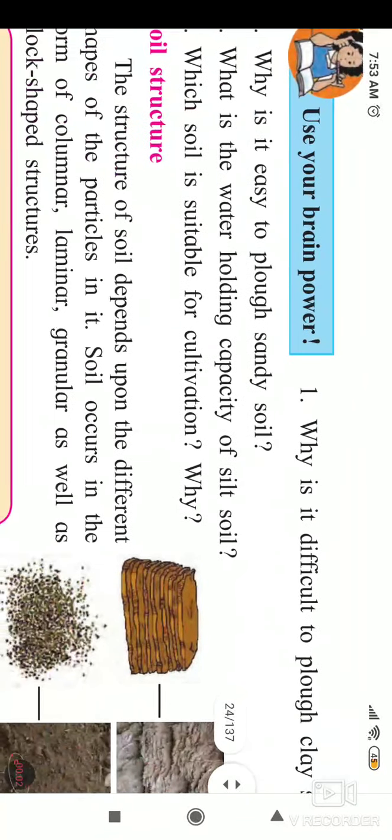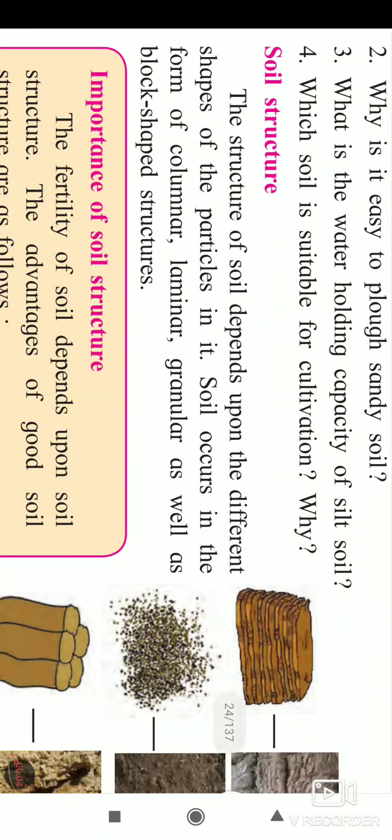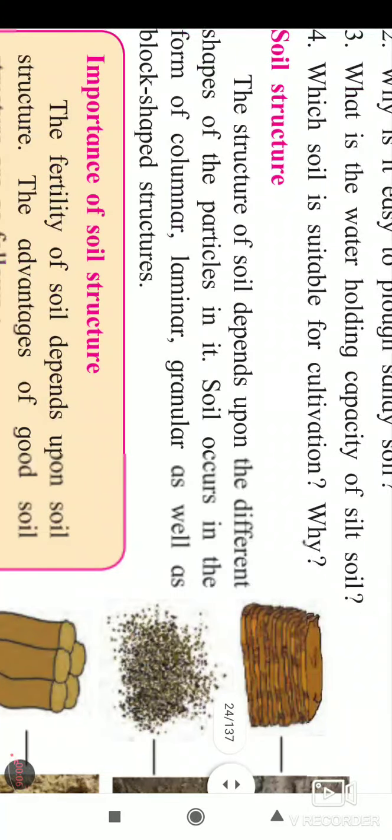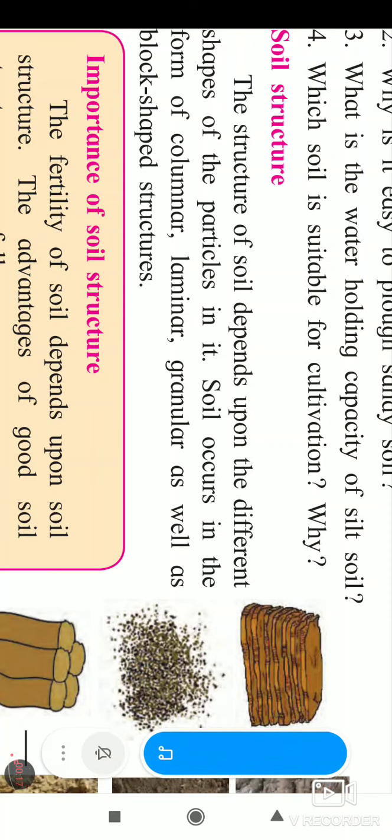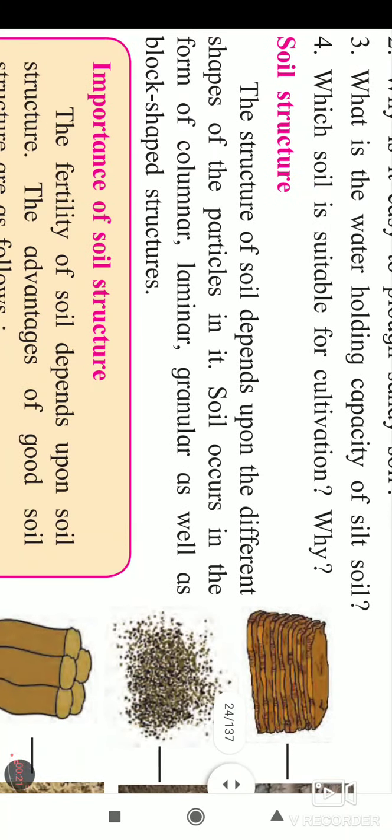Hello children, today we will see the soil structure. As you know, soil has different structures, and we see different particles and the arrangement of the particles in the block, and according to it the soil structure is decided. So first of all, the structure of soil depends upon the different shapes of the particles.